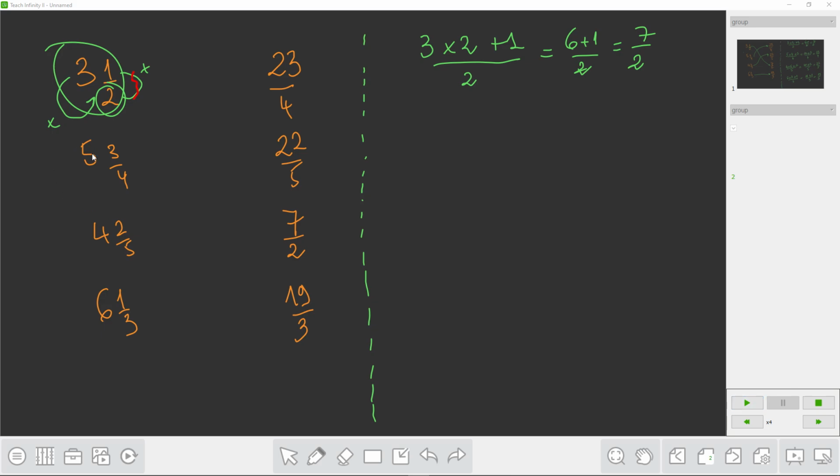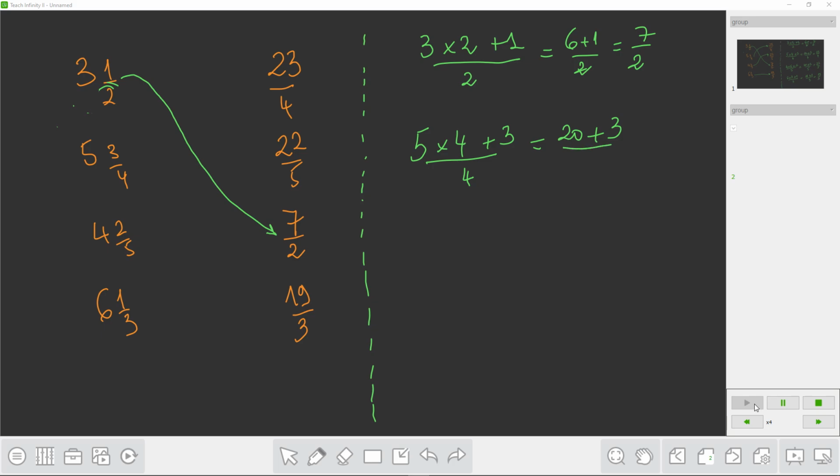Okay, the next one. It's 5 times 4 plus 3 over 4. 5 times 4 is 20. 20 plus 3 is 23. 23 over 4. This is the match.